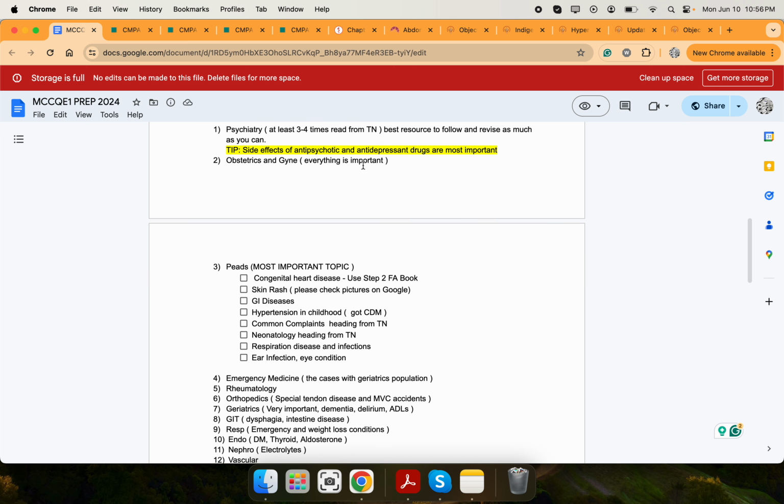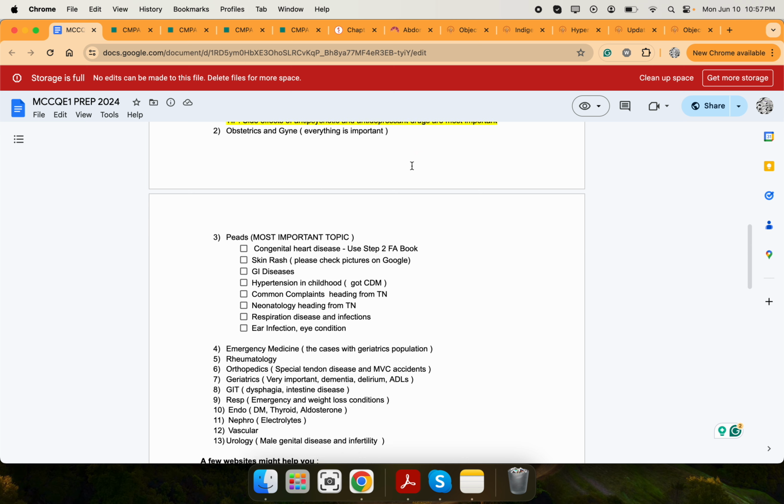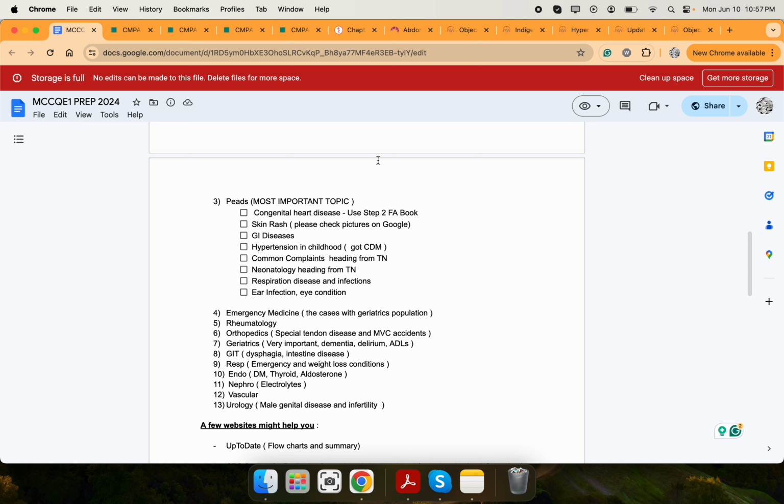Obstetrics and gynae, second most important thing. Everything is important here. Whatsoever you do, labor, antepartum, postpartum, endometriosis, fibroid, ovarian cancer, cervical cancer, screening, everything comes in this category. And I will also include the breast topics. Breast, not just the cancerous but the non-cancerous conditions are very important in obs and gynae.